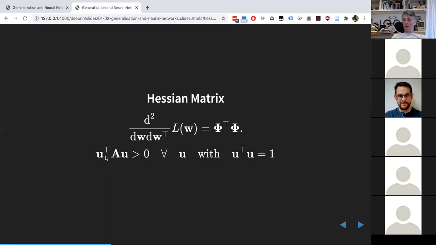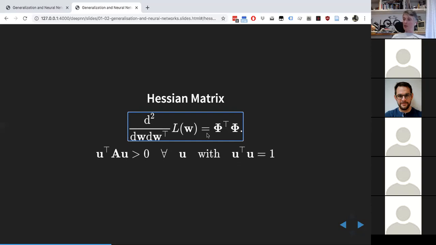This little quadratic form, u transpose A u, is greater than 0 for all u. So this matrix is strictly positive semi-definite, but in the cases that we're interested in at the beginning, it is positive definite. What this means is that the curvature of this surface is positive definite. It's also not dependent on W. So this allows us to say that this objective is a convex surface, right?